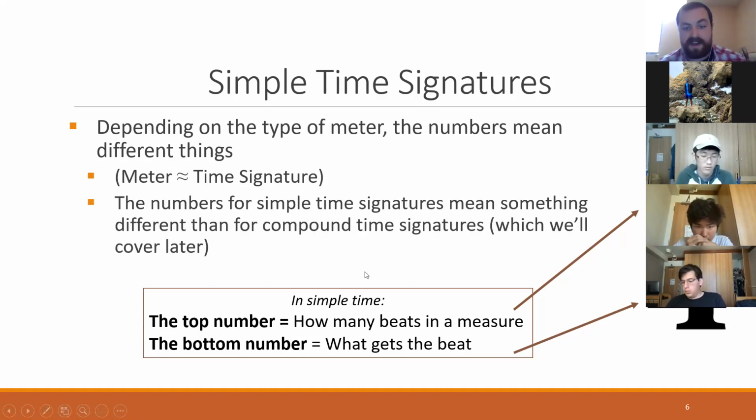So the numbers for simple time signatures mean something different than for compound time signatures in terms of how we count this. In simple time, the bottom number is what gets the beat, and the top number is how many beats are in the measure. So in this case, there are 4 quarter notes in every measure, and the quarter note is what we would count as our beats. If we see 4 quarter notes, that means that in our measure, we just have 4 beats with nothing else on top of it. Okay, this is slightly different in compound time, so we'll refer back to this slide tomorrow especially. But for simple time, what gets the beat on the bottom and how many beats in the measure on the top.